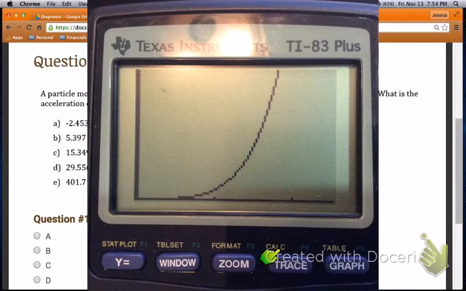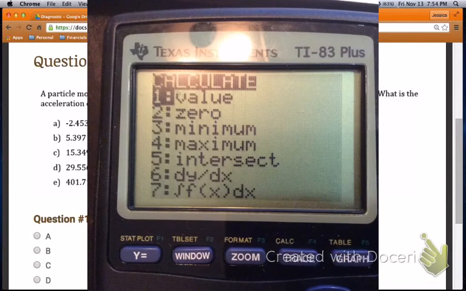See this button right here that says calc? We go in there all the time to find zeros and maxes and mins and stuff like that. So go to second calc, which takes you to this menu right here. We've used a lot of these. We've used zero, we've used maximum, minimum, intersect a little bit. This is the one we're going to use right now. So remember that dy/dx, the sixth function down, is the derivative. So if you scroll down, or if you actually click 6, it'll take you to the derivative.